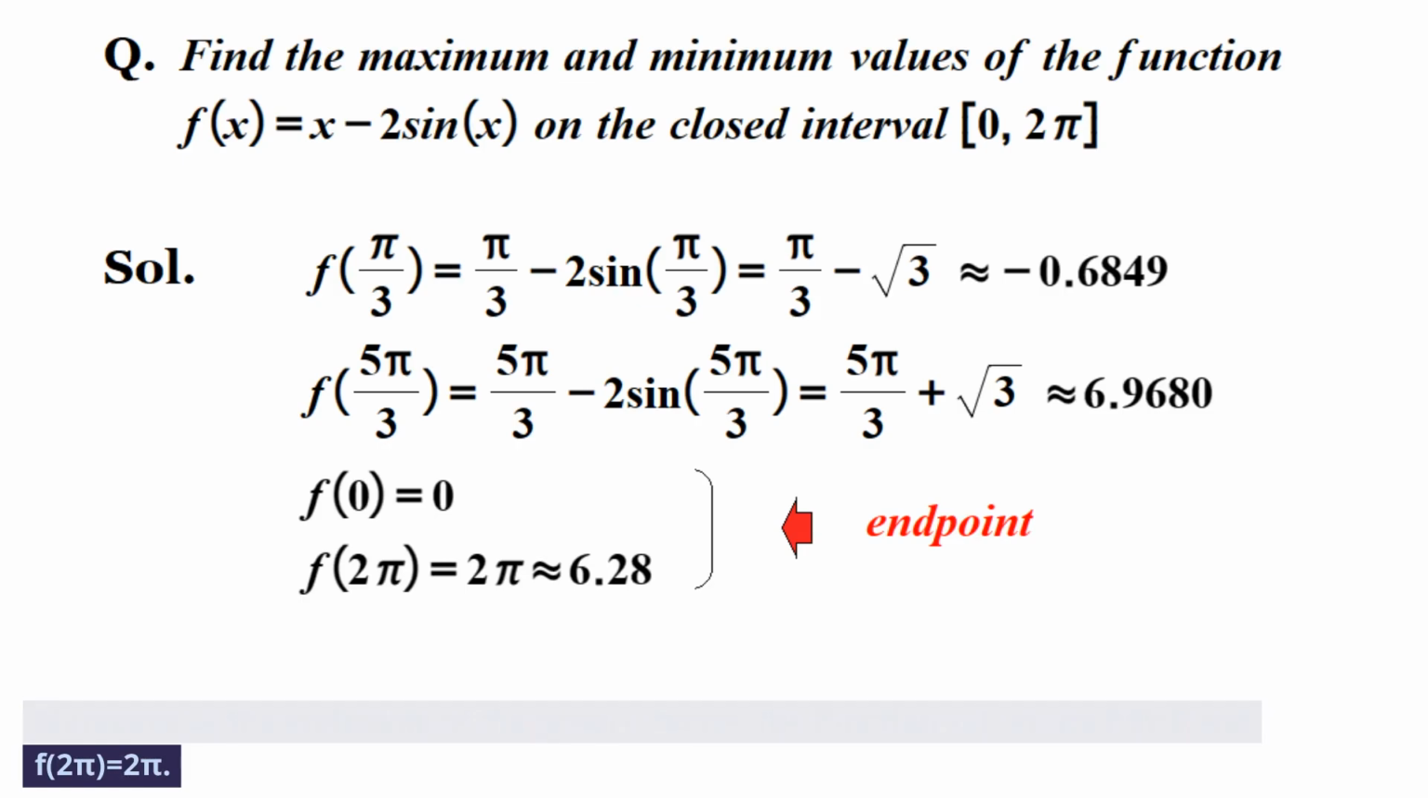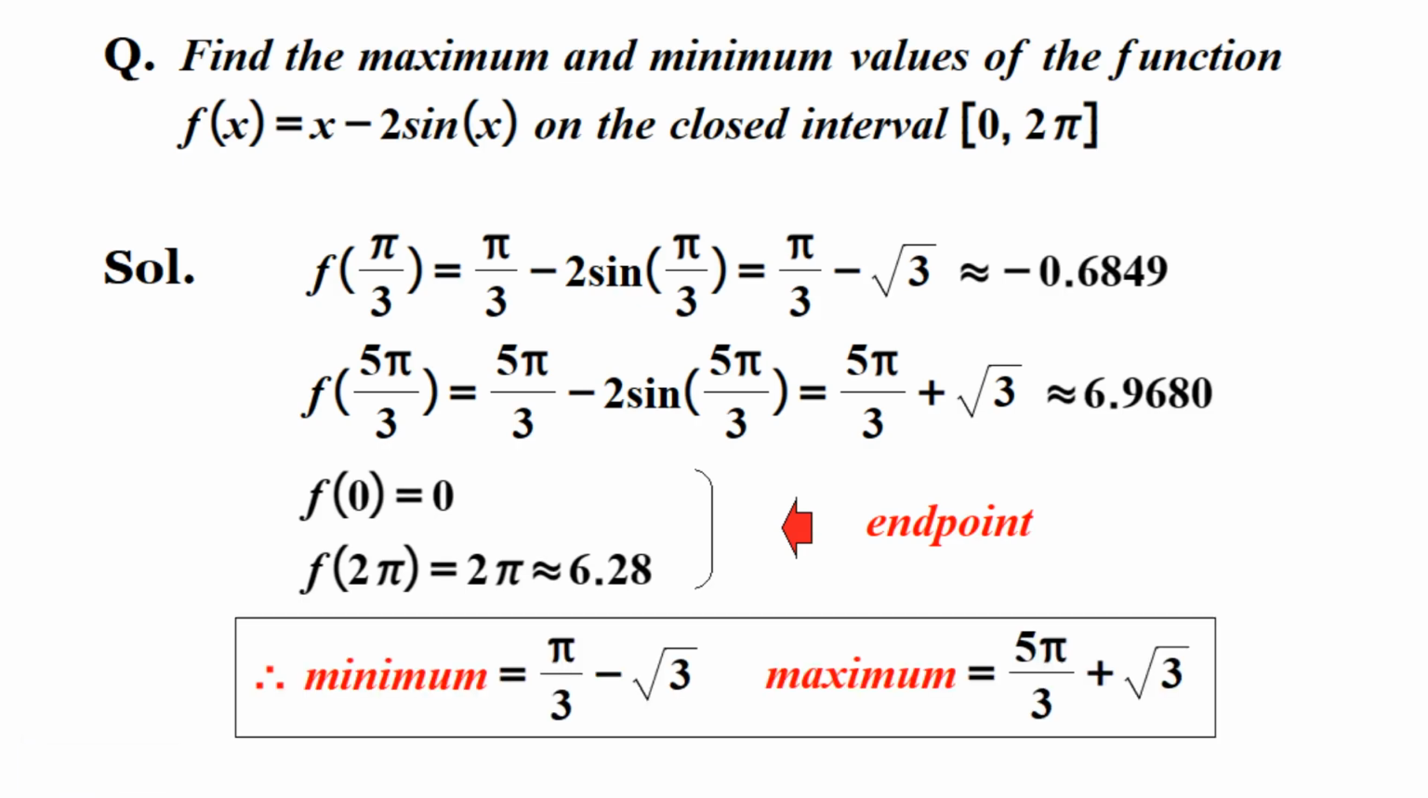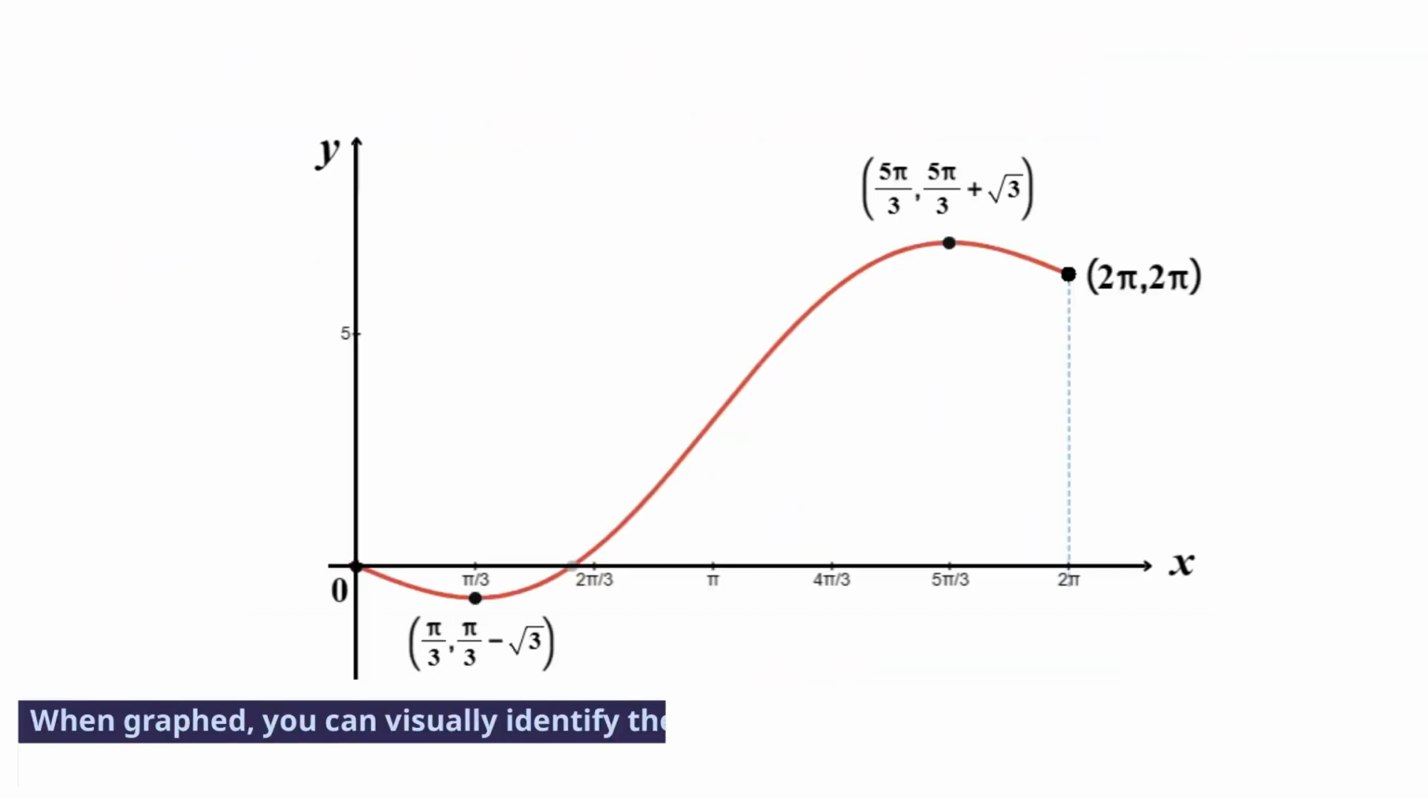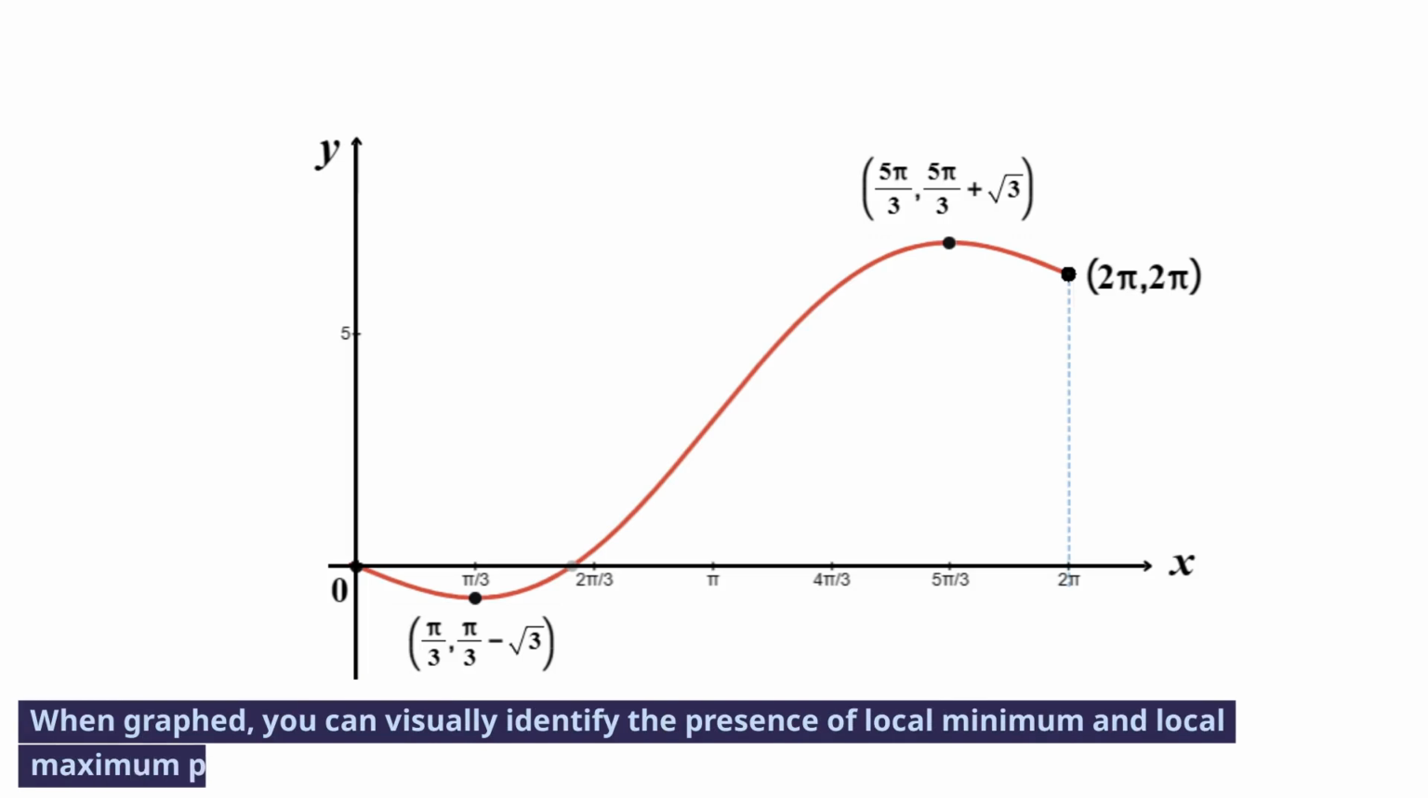By comparing these four values within the closed interval, it can be determined the minimum value and the maximum value. When graphed, you can visually identify the presence of local minimum and local maximum points.